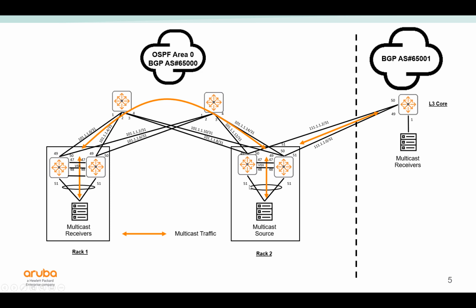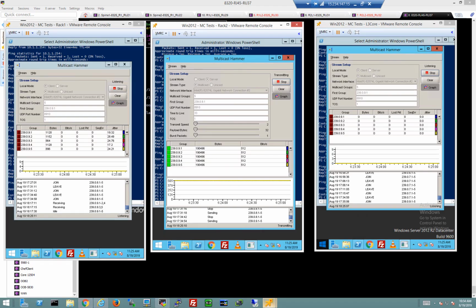And then we're going to have interested listeners that exist in rack 1, and we also have listeners that will exist in the different autonomous system in the L3 core. So we first want to get multicast working through the spine and leaf environment, and then we'll add it to the L3 core so that we can share multicast traffic between the different domains.